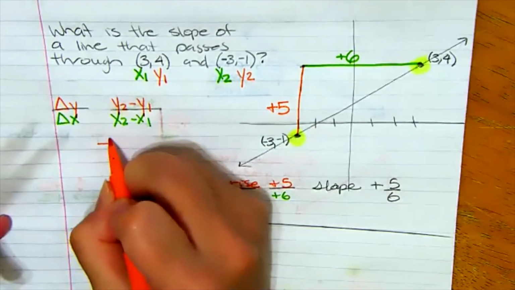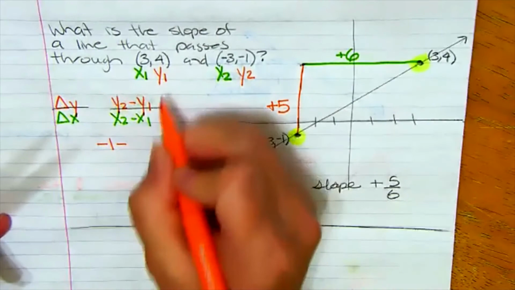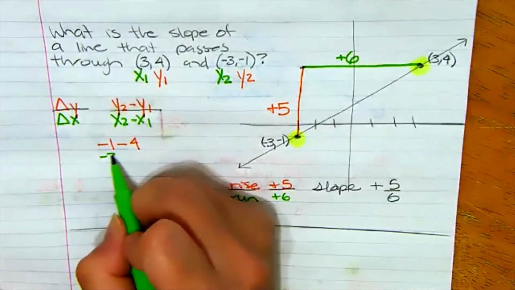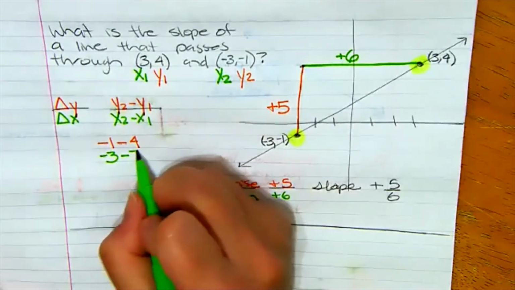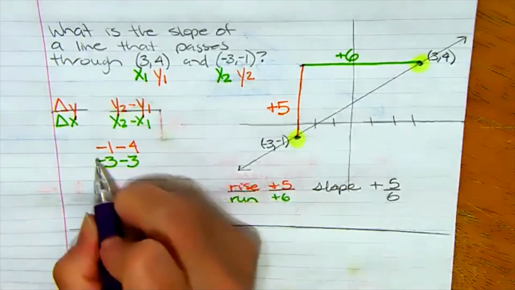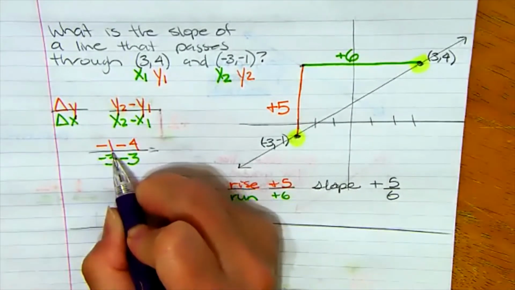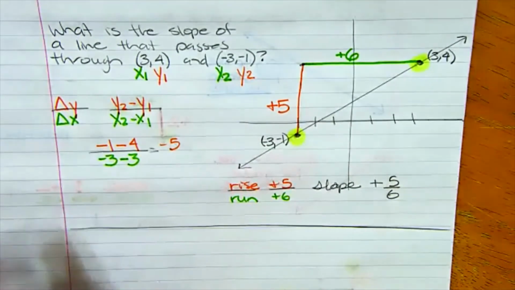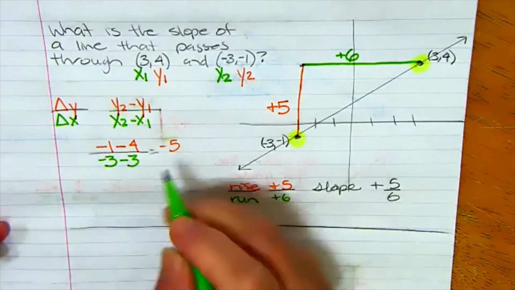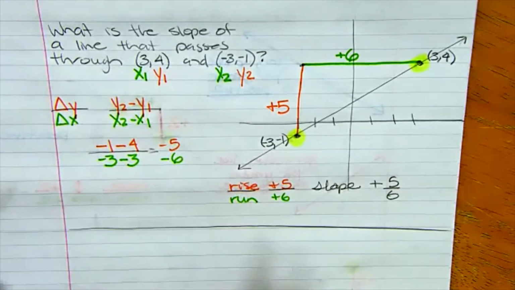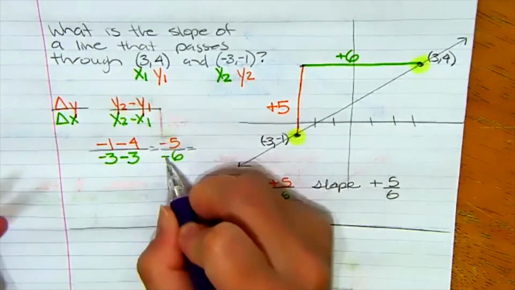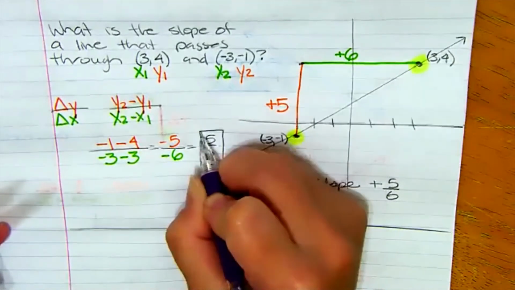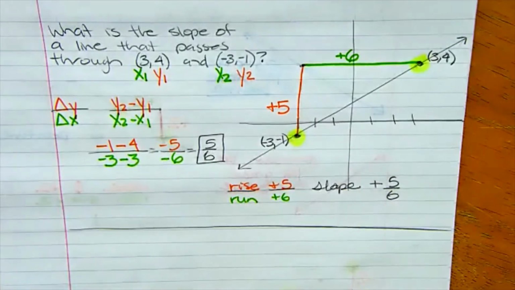y2 is -1 minus 4. x2 is -3 minus 3. So -1 and -4 is -5. -3 and -3 is -6. A negative and a negative is positive, and this can't be reduced any further. So my slope is 5/6.